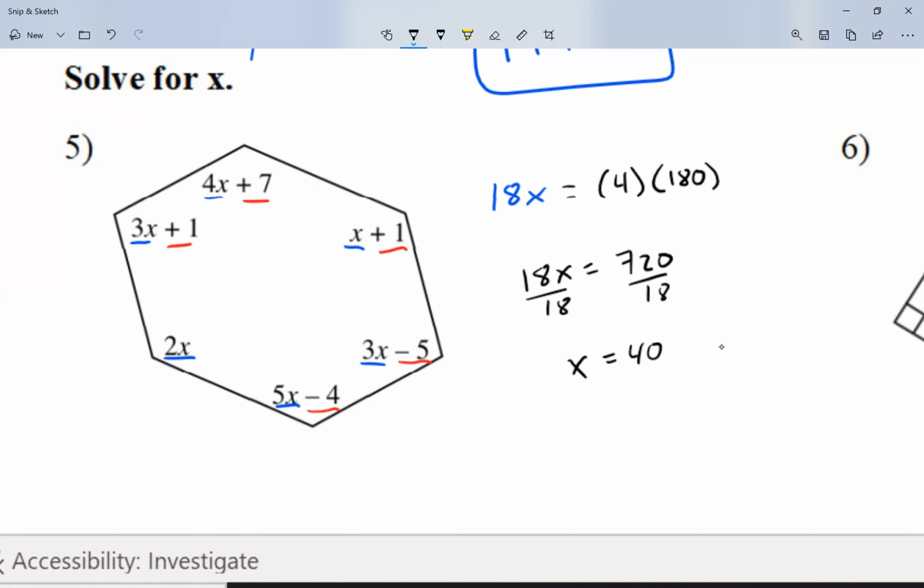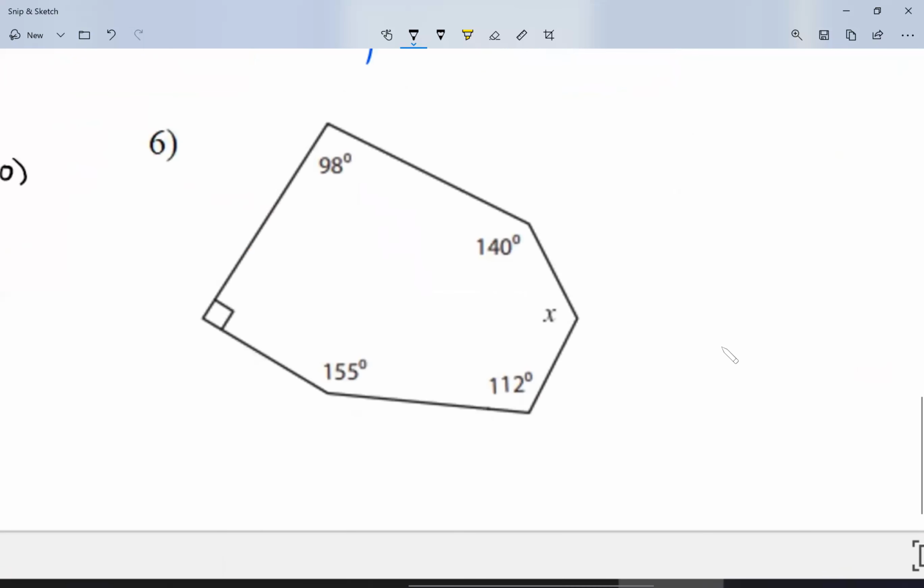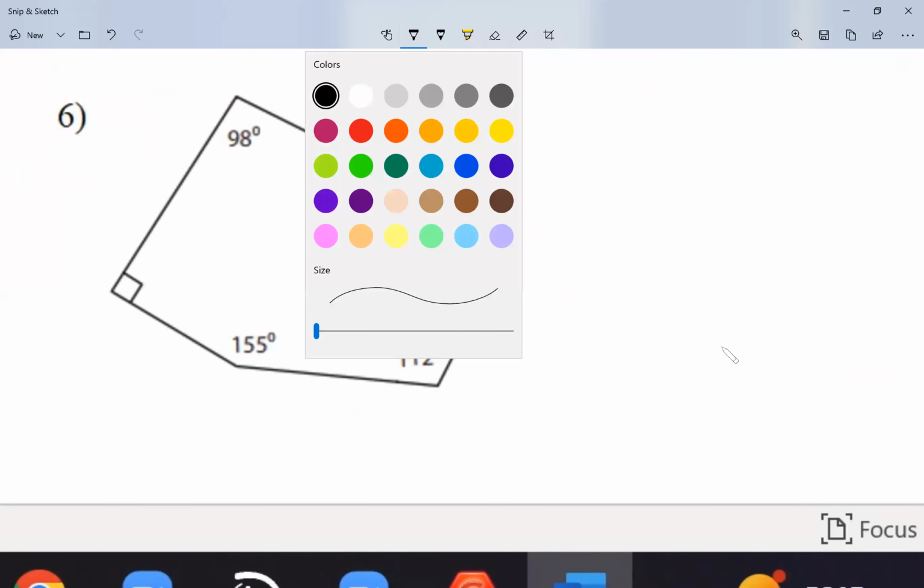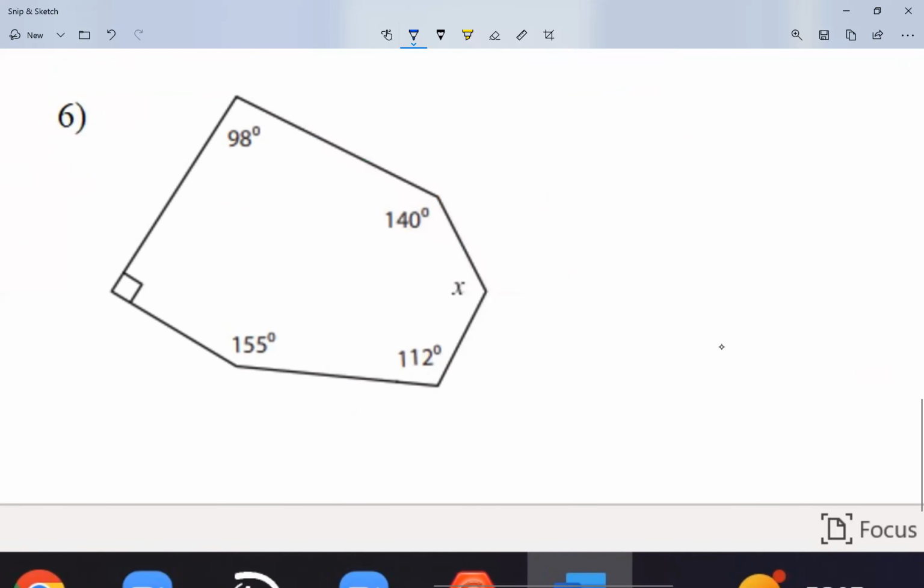All right, not bad. Let's take a look at number 6. Let me add all my x's first. So there's only 1 x. And then let me add all those that don't have an x. So 98 plus 140 plus 112 plus 155 plus 90. Whenever we see that little box, that represents 90. So I added those numbers, 98 plus 140 plus 112 plus 155 plus 90. That actually happens to give me 595.